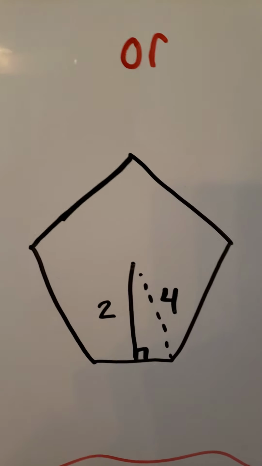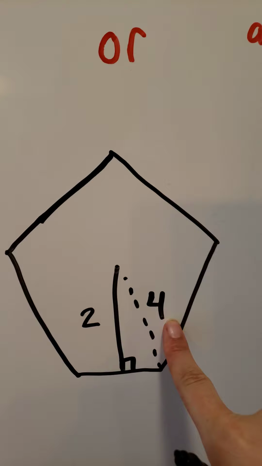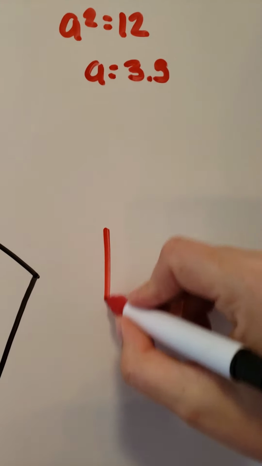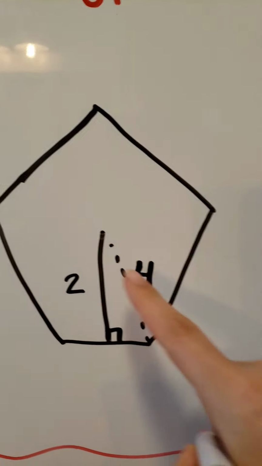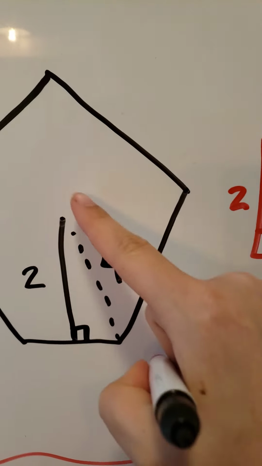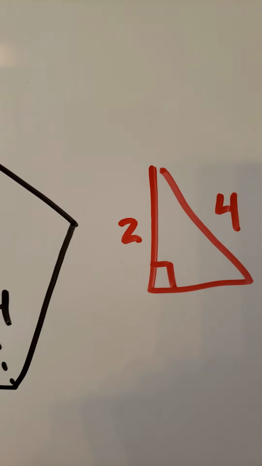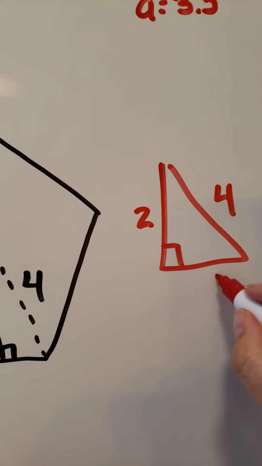Now in this example down here, it gives you the apothem and it gives you the radius. So if I take that right triangle and I put it over here, I know that my apothem, or this side, is 2. I know that my hypotenuse, or this side, is 4. And I'm going to use Pythagorean theorem to find the value of this side.